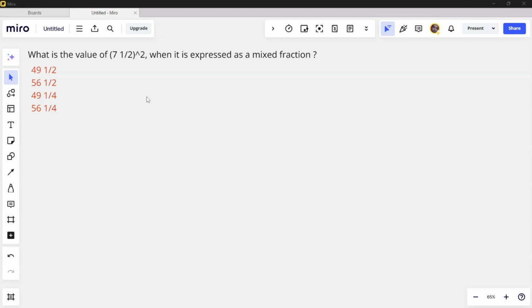So as you can see, this is our question. What is the value of 7 into (1 by 2) raised to the power 2 when it is expressed as a mixed fraction?